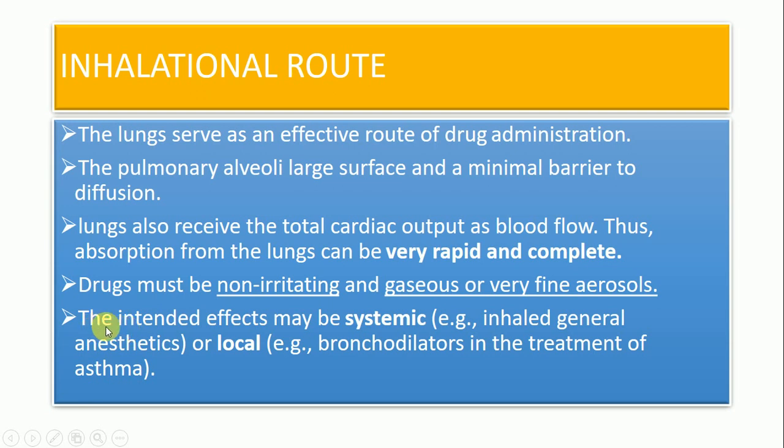But in using this inhalation route, the intended effect may be systemic or local. When we are using the inhalation route, we intend to induce a systemic effect or a local effect. For the systemic effect, it means the whole body effect. So when we apply anesthetic agents, like general anesthetics for the whole body, we use this way. And maybe local. Suppose there are patients with bronchial asthma, we use bronchodilators for the treatment of asthma. So this causes a local effect.